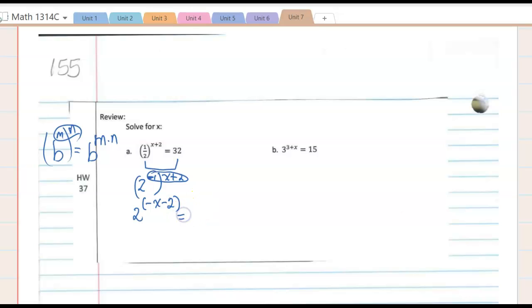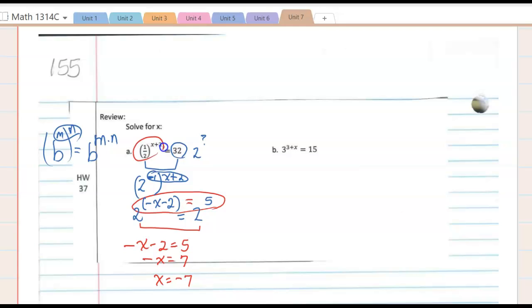Now the question is, can I write 32 as 2 to some exponent? And the answer is yes. That would be 2 to the 5th power. Now that I have the bases the same, then the exponents must also equal each other. So now I need to solve negative x minus 2 is equal to 5. Adding 2 to both sides, I have negative x is equal to 7. And then dividing by negative 1, I find x is equal to negative 7.